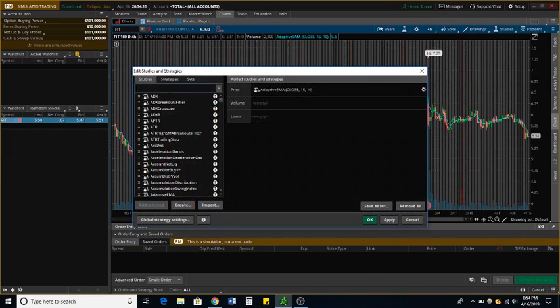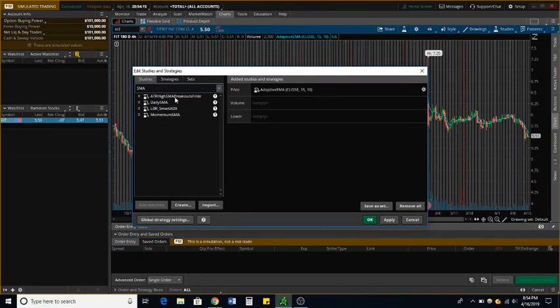Edit studies. I already have the EMA, but I'm going to add the SMA, the simple moving average. Is that the daily one or the momentum one? You guys help me out. I'm not really sure which one that is. I'm going to just add the momentum SMA, and hopefully that's the right one. But you guys can let me know down below. I'm going to just leave the default settings, as I'm not sure which one's supposed to be.